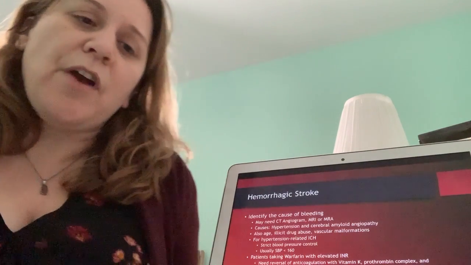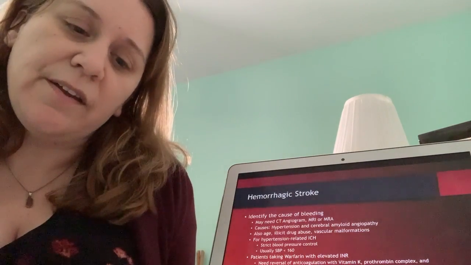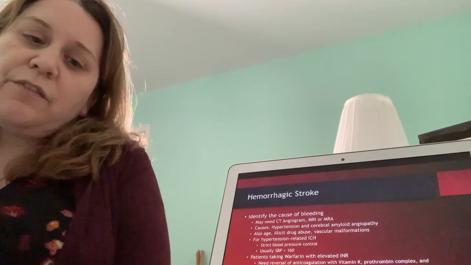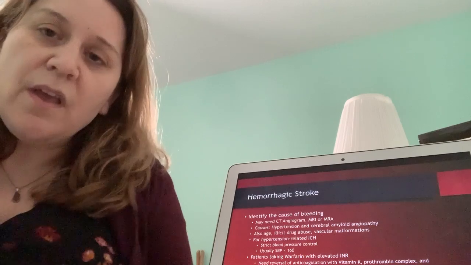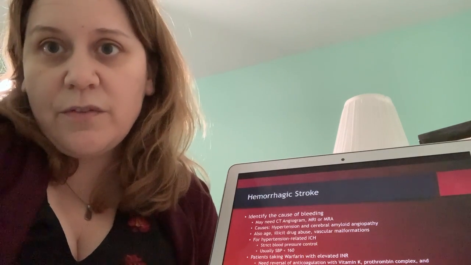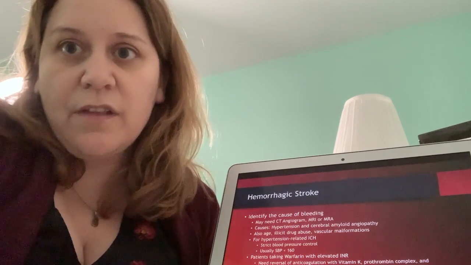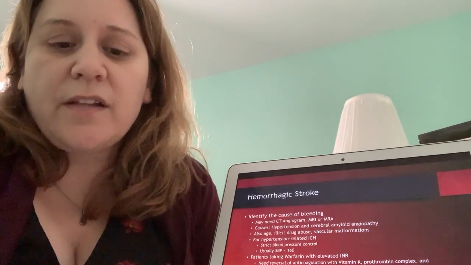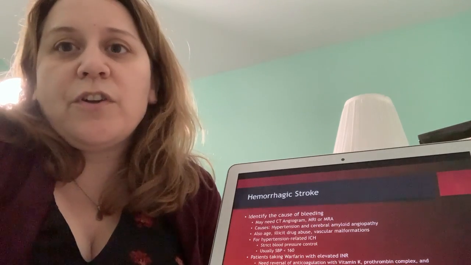Moving on to the hemorrhagic stroke. As I said, hemorrhagic strokes are more rare, about 15% of strokes. You want to identify the cause of the bleeding. If this stroke patient presents in the ER and goes for a CAT scan, that hemorrhage is going to be visible on the CAT scan right away. And then we want to determine the cause.